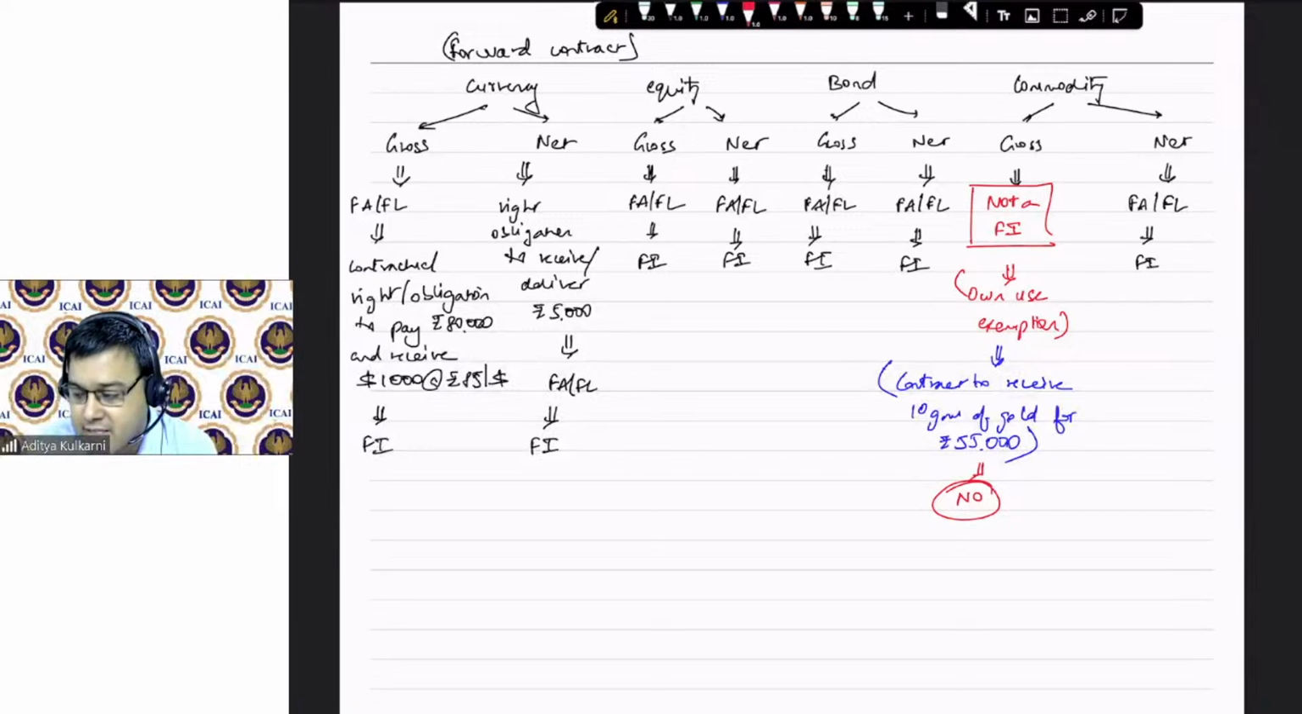However, in this case, it is a contract to receive 10 grams of gold. You haven't received it. Look at the words: it is a contract to receive. How can you book a liability without receiving the gold in the first place?